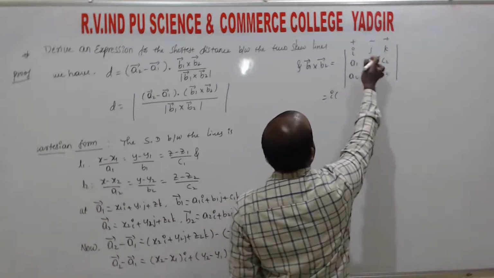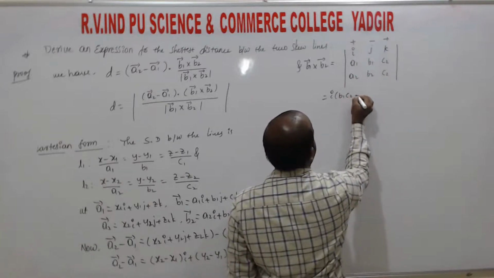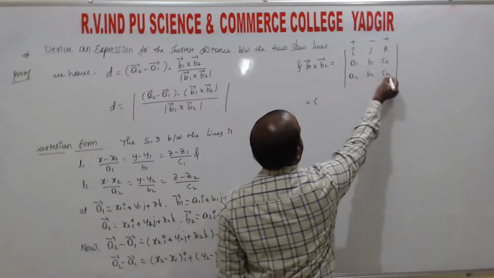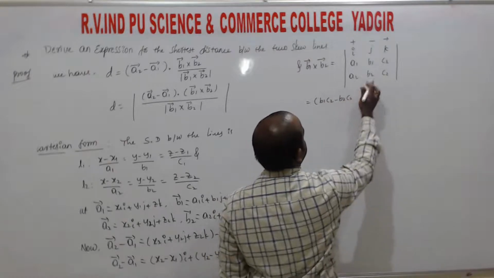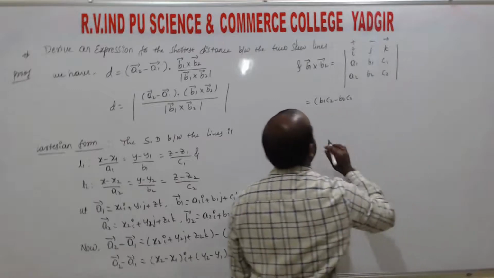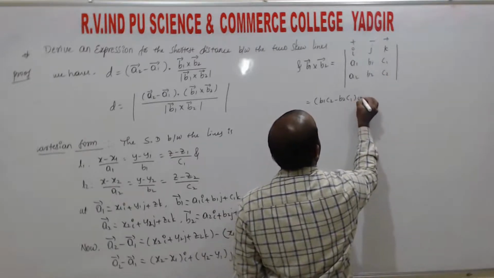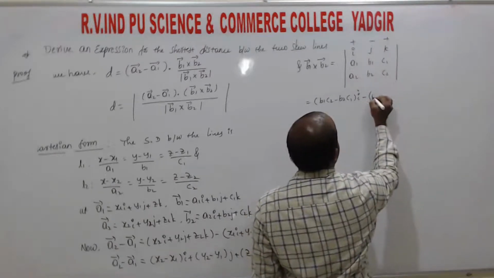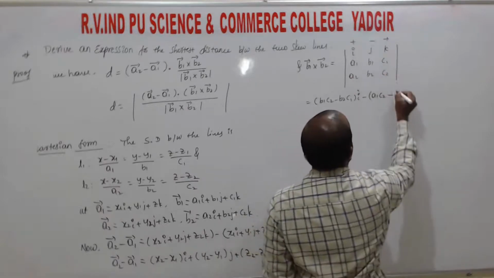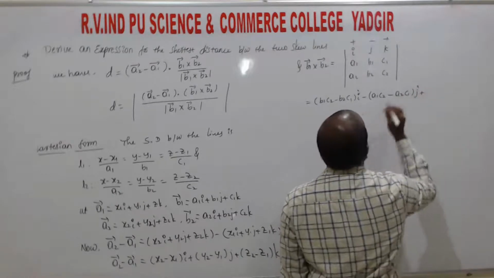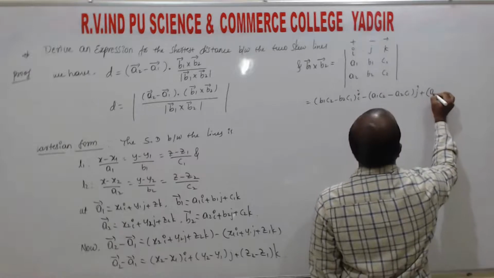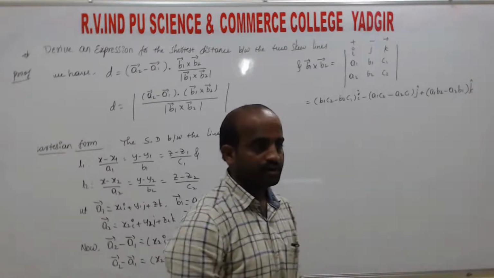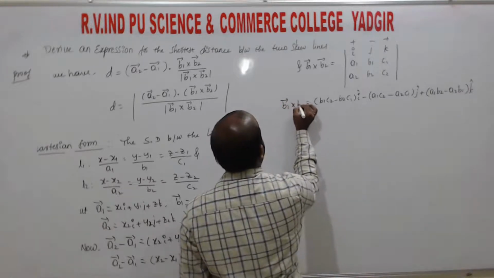i into (b1 c2 minus b2 c1), minus j into (a1 c2 minus a2 c1), plus k into (a1 b2 minus a2 b1). This is b1 cross b2.